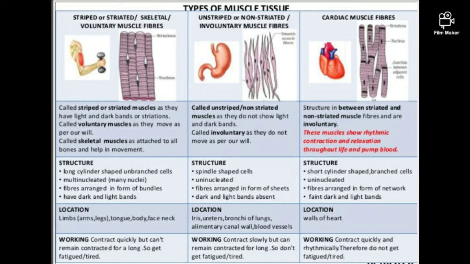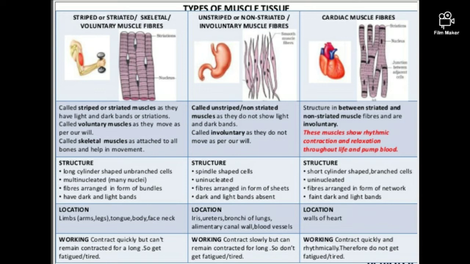So the next is the striated muscle. They are also called the unstriated muscles or involuntary muscles. They are called involuntary because they do not move at our own will. As you can observe in the figure, they are spindle shaped. Spindle shaped means they are pointed at the corners and thick at the center. This is the spindle shape, like the shape of your eyes or almond. These are all the spindle shaped things. They are uninucleated. They have only one nucleus.